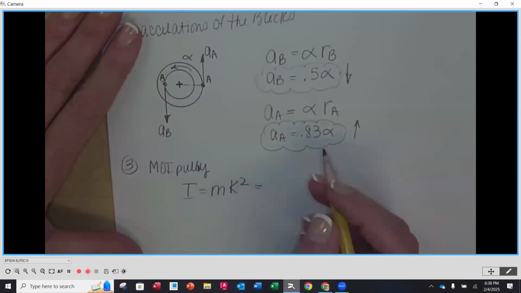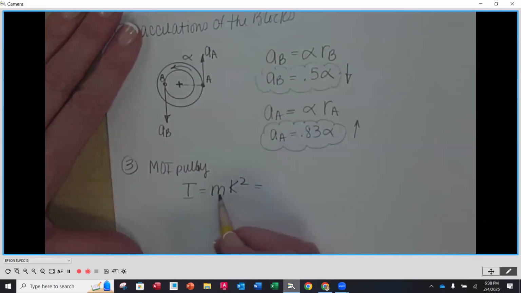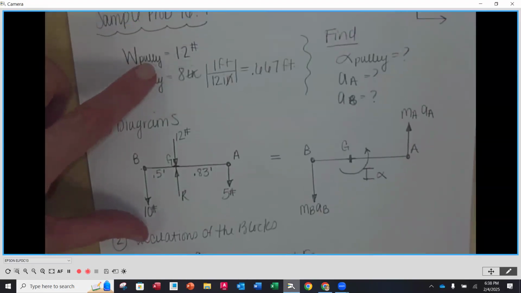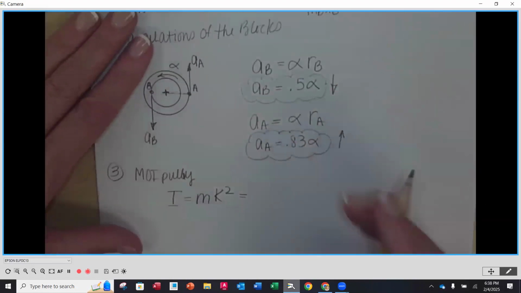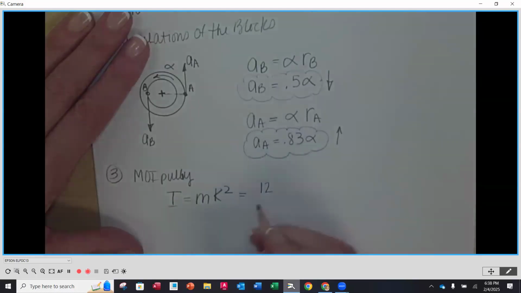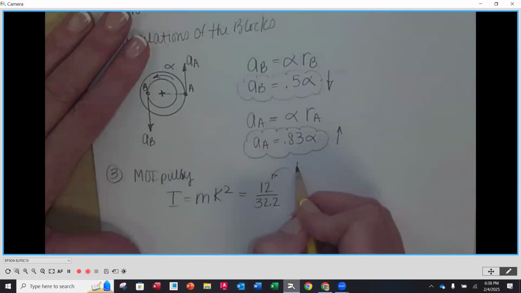Now we don't know what the mass is, but guess what we do know? We know the weight of that pulley, right? If the weight of the pulley is 12 pounds, we're going to divide it by gravity because mass is equal to weight divided by gravity. So I'm just going to put that here. Mass is equal to weight divided by g.